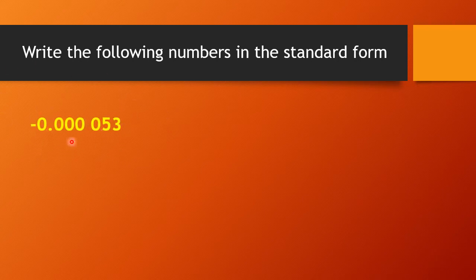How do we convert this number to be in standard form? We will move the decimal point to the right. Count with me. 1, 2, 3, 4, 5. It will be 5.3 times 10 power negative 5. Why negative 5? Because we moved the decimal point 5 places to the right.